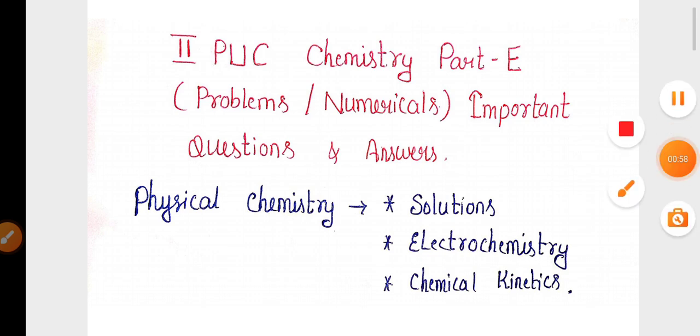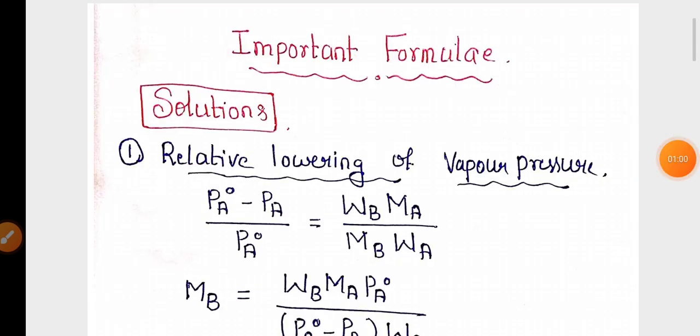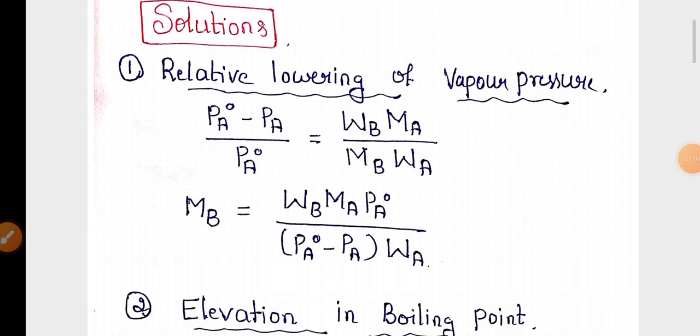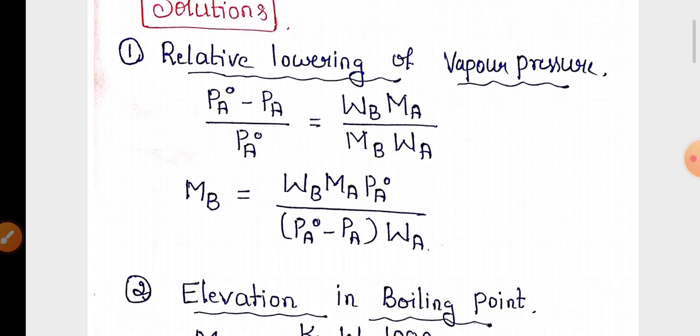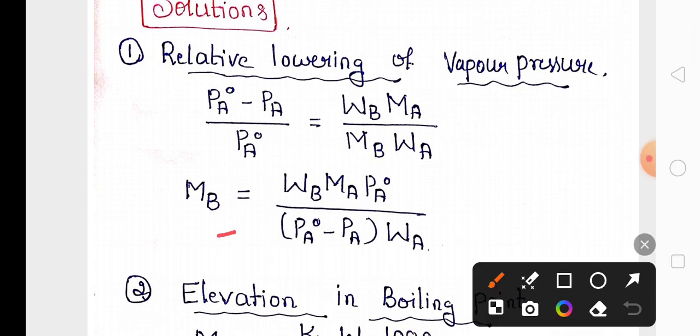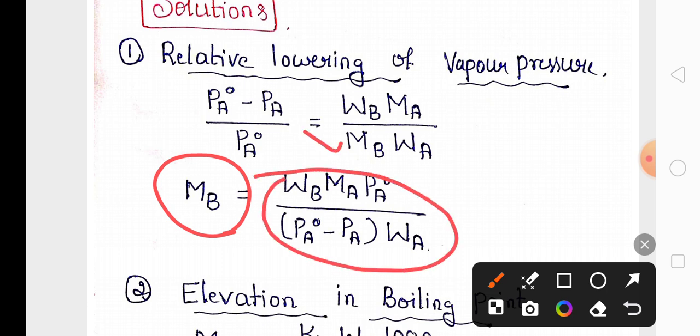The important formula from the solutions chapter is from relative lowering of vapor pressure. From relative lowering of vapor pressure, they will ask you to calculate the molar mass of solute. So for molar mass of solute, we need to rearrange the formula like this to find it out.